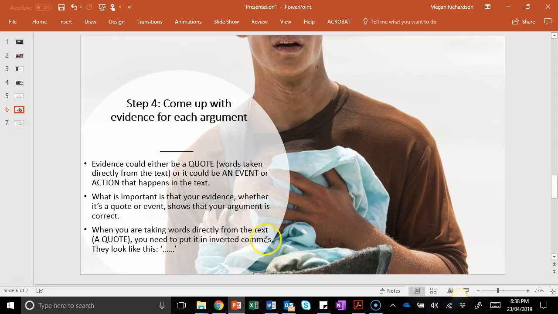Now, when you are taking words directly from the text, which is called a quote, you need to put it in inverted commas, and they look like this. See these little dinglings? They're like upside down commas. See those? They are how you indicate that what you are writing is a quote. And when you write a quote, you have to write it exactly as it is in the book. There are some tricks around this, but I'll show you those when we get to school because it's a little bit more complicated. But if you're putting it in quotation marks in these little inverted commas, it needs to be word for word correct. Okay, make sense? Happy? Good. All right. So let me give you an example of me finding some evidence for my argument.